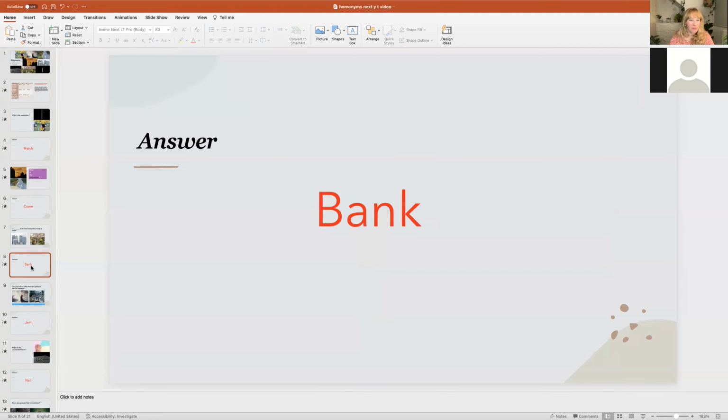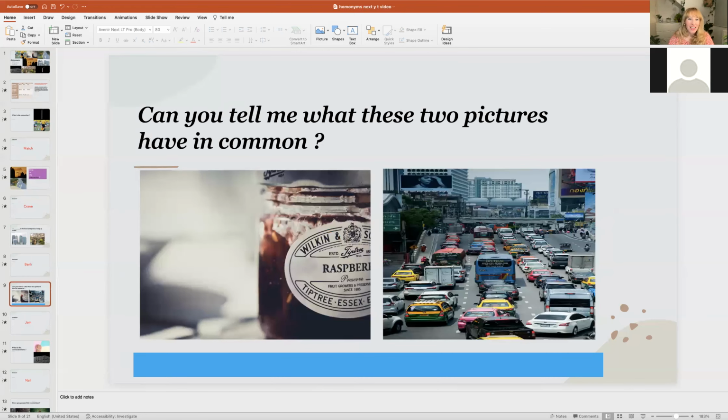Bank. Perfect. Well done. I hope you got that one right. So let's move on to our next one. So can you tell me what these two pictures have in common? This might be a difficult one. What do you think?